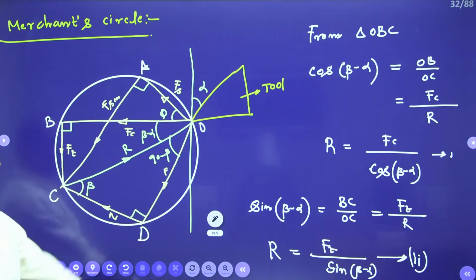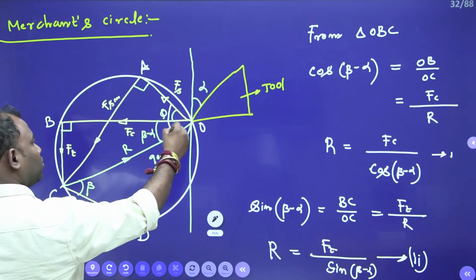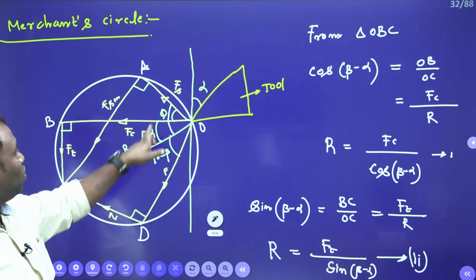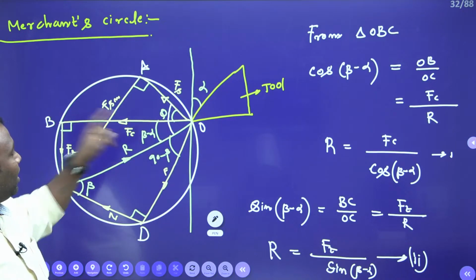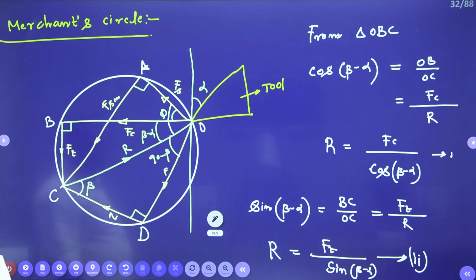Triangle OAC. Now from triangle OAC you are supposed to calculate the total angle. What is this total angle? Phi plus beta minus alpha. So cos of phi plus beta minus alpha and sin of phi plus beta minus alpha. You are supposed to write like that. Okay, right. Now from triangle OAC.